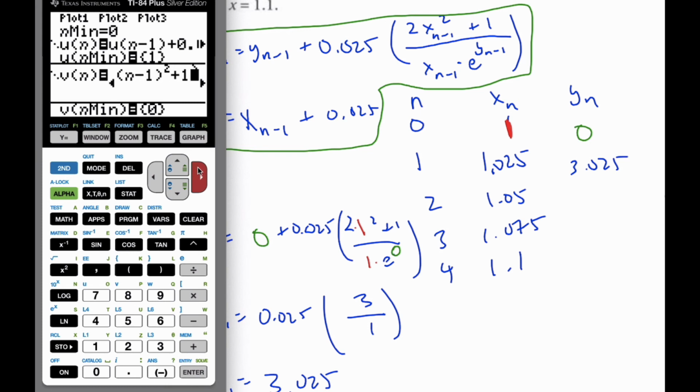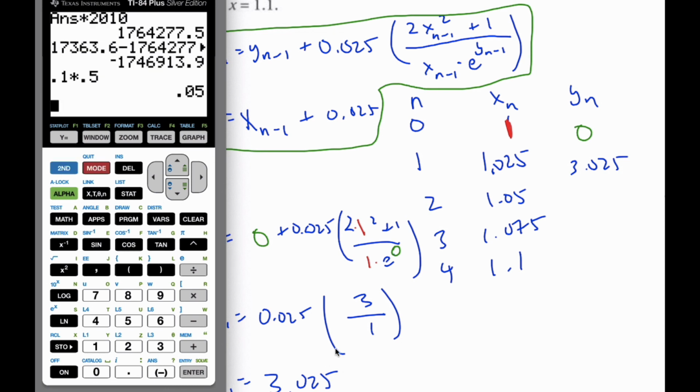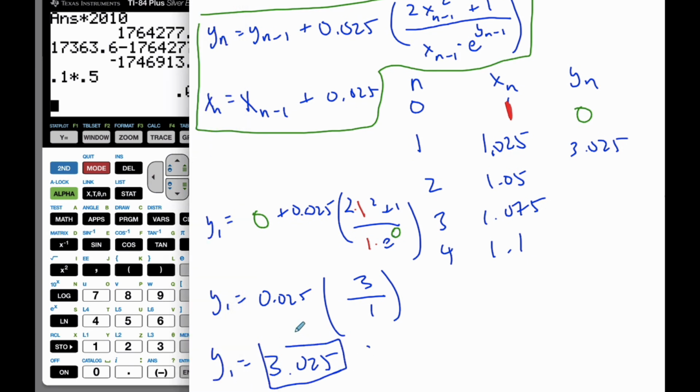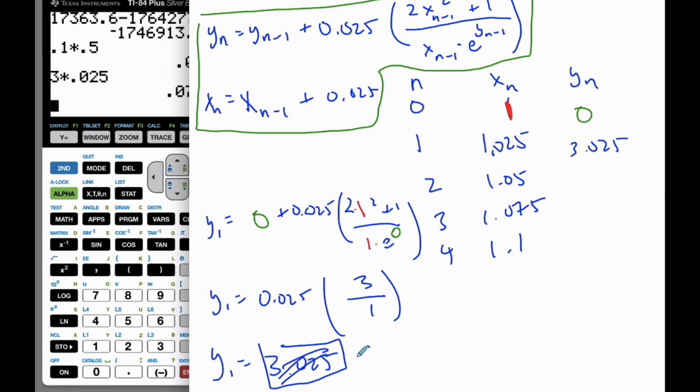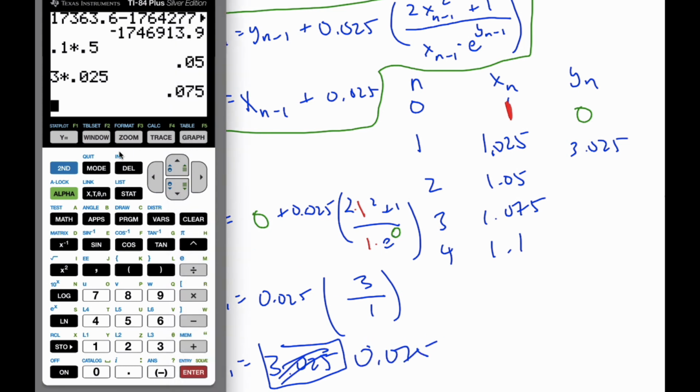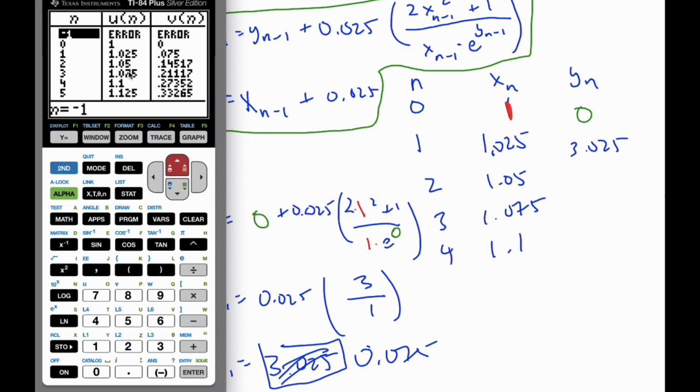Squared plus 1 divided by x n minus 1, which is the 1, times e to the, I know that is 0. Oh, this is correct. It's down here. This value is incorrect. Let me actually multiply 3 times. I added 3 times 0.025, and you can see 0.075, which is what my table is saying for me.